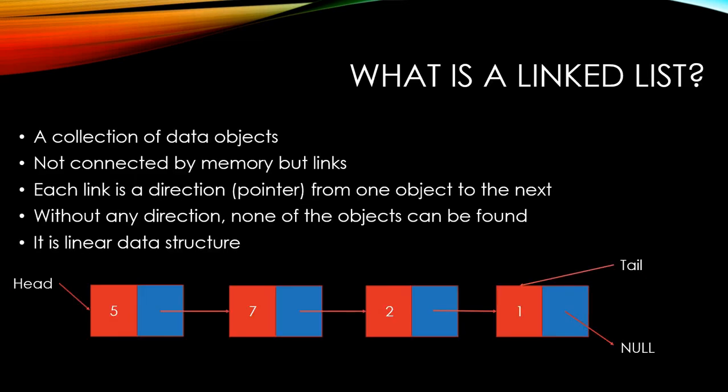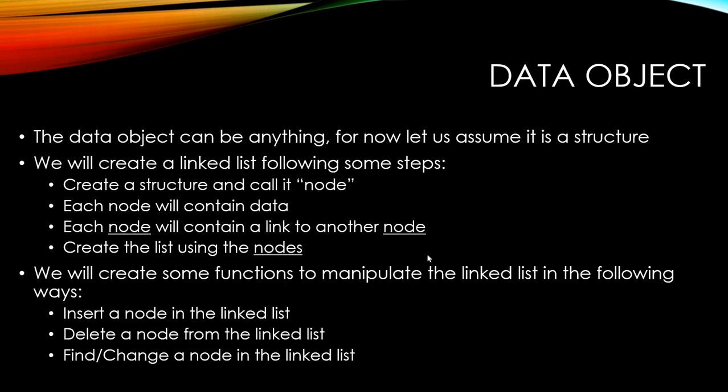In the previous lecture we learned what a linked list is. It's a collection of data objects not connected by memory but through direction. These are the directions, and the beginning or the very first element of the linked list is called the head. The last one is called the tail, and it points to a null. We learned what each of those structures can contain, and we'll call them nodes in our lecture.